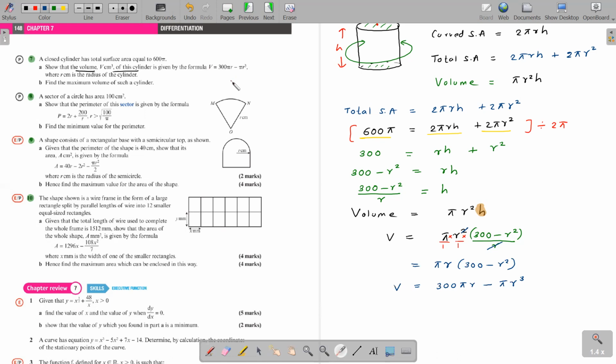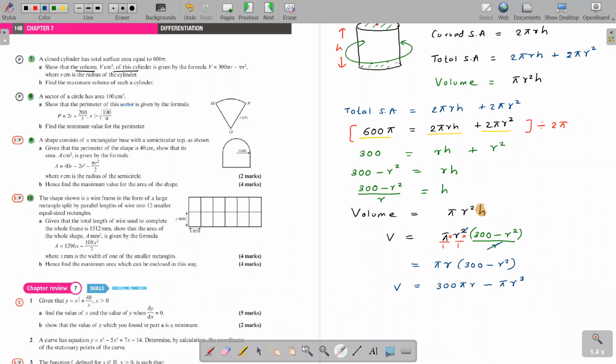Even in your exam questions, you'll always have to work with two equations. Get two equations and use one equation to substitute into the other, to remove the variable you don't want. In this case, I needed to get rid of the h, so I used the first equation to get rid of the h.